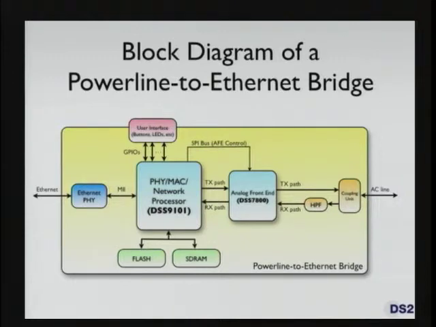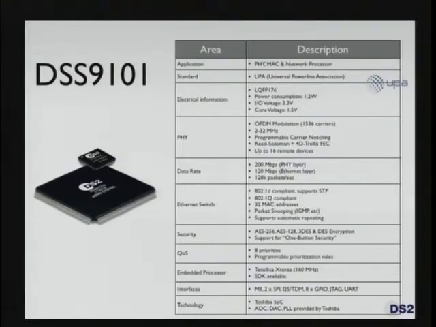If we get into details of this chip, the 9101, it's based on the UPA standard. UPA is Universal Power Line Association. It's one of the 3 competing standard organizations to have a unified power line standard. The chip is an LQFP 126 pin. Power consumption is around 1.2 watts, and the voltage is 3.3 and 1.5.